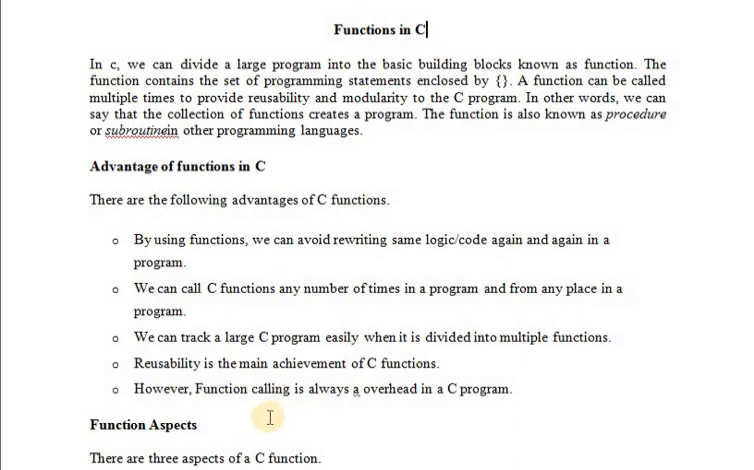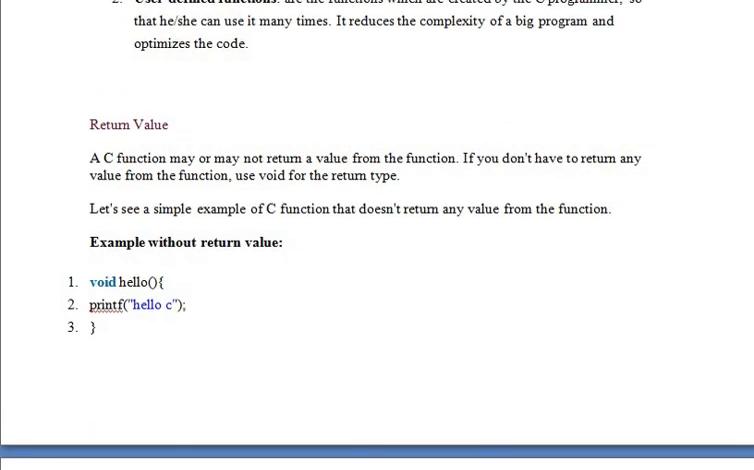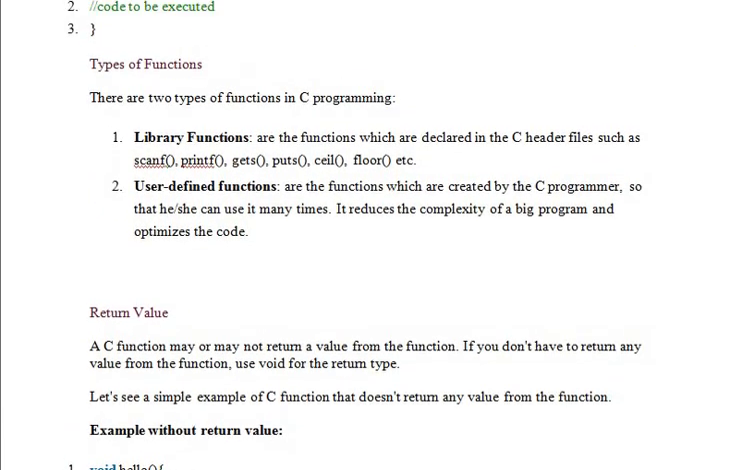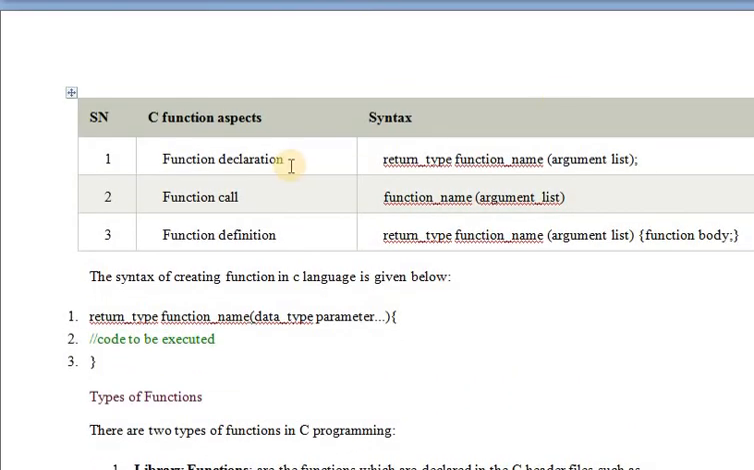Now we will see the function aspects. So, C function aspects and syntax. First, a C program consists of three things. One is a function declaration, which has a return type, function name and argument list. Function call: function name, argument list. Function definition: return type, function name, argument list and the function body.